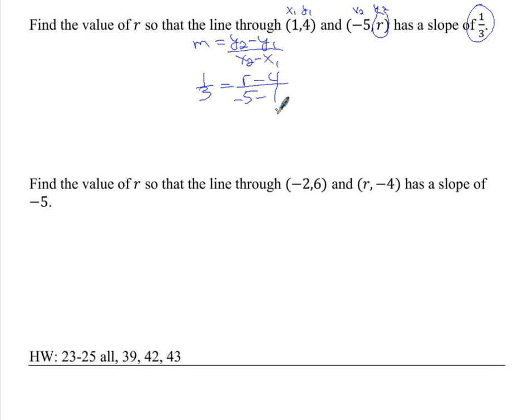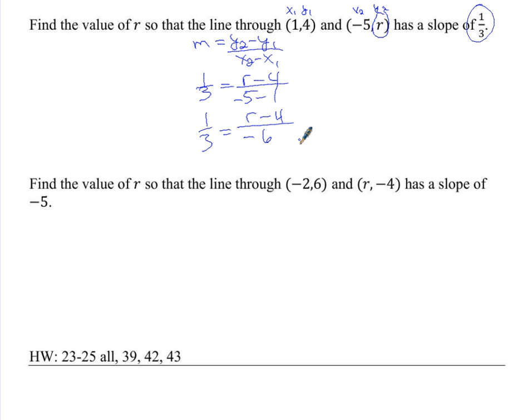So that's the setup for that problem. Now we've got to figure out a way to solve for r. To do that, can I combine these here? No. Can I combine these here? Yes. So I can do that. 1/3 equals r minus 4 divided by what? -6. Now the question is, how in the world am I going to solve for r?